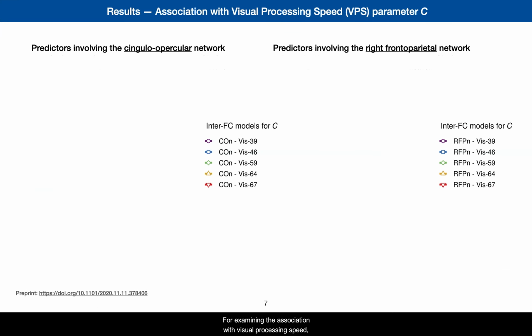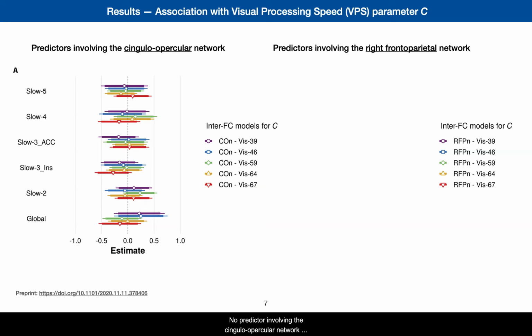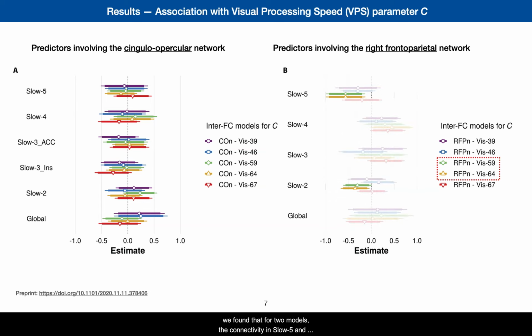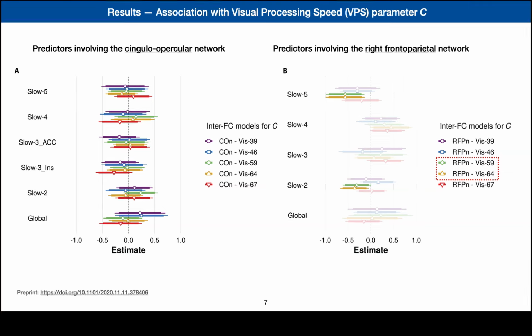For examining the association with visual processing speed, we assessed 5 linear models, one for each visual network, that included the connectivity with the cingulopercular and with the right frontoparietal network across frequency bins as predictors and visual processing speed values as the outcome. No predictor involving the cingulopercular network significantly predicted visual processing speed in any of the 5 models. In contrast, for predictors involving the connectivity within the right frontoparietal network, we found that for 2 models, the connectivity in slow 5 and in slow 2 significantly predicted visual processing speed.